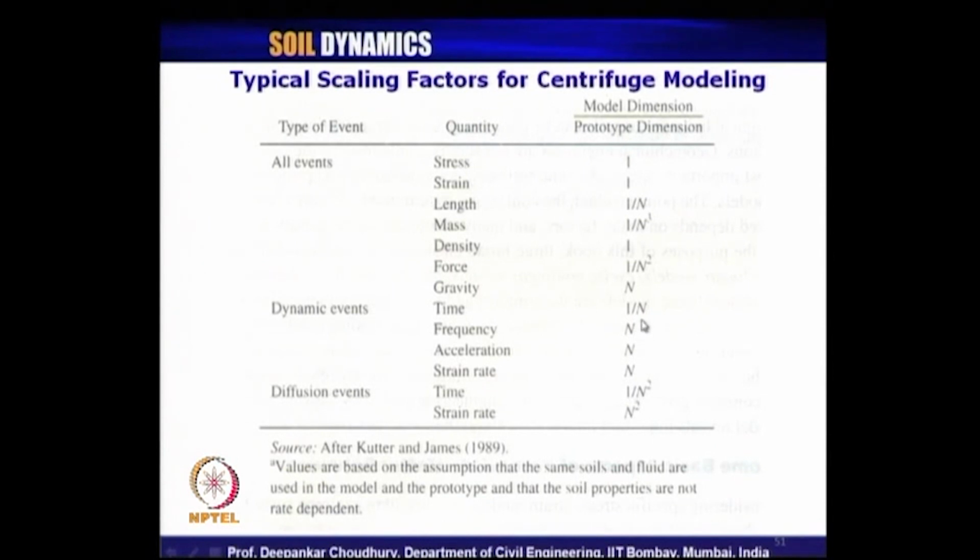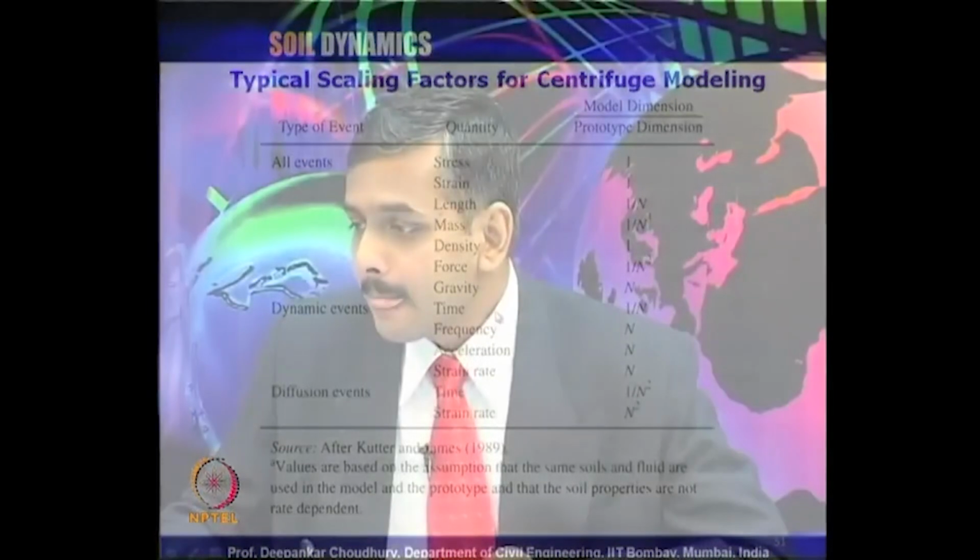Suppose your centrifuge is rotating at 30 Gs, then n is equal to 30. If it is rotating at 35 g, then n is 35, like that. So, if the model time is 1, then for your prototype, the dynamic time becomes n times the model. So, for example, if you do a dynamic centrifuge test in the UC Davis dynamic centrifuge testing facility, what happens?